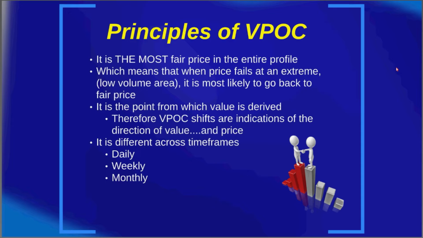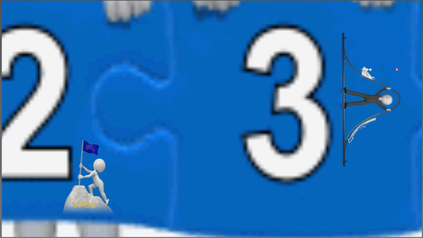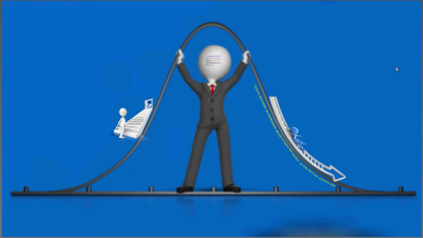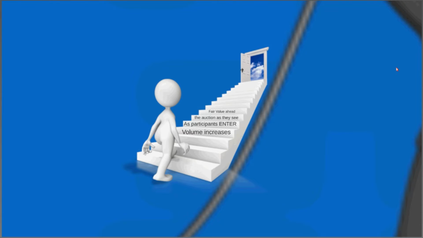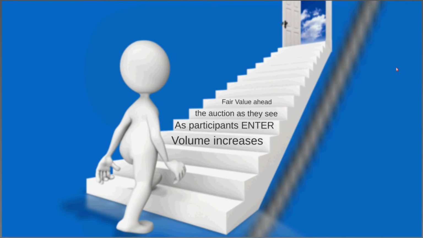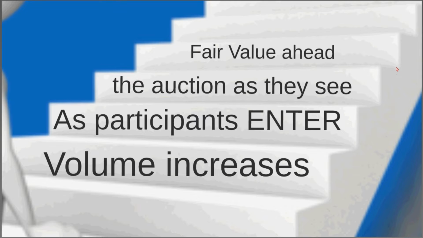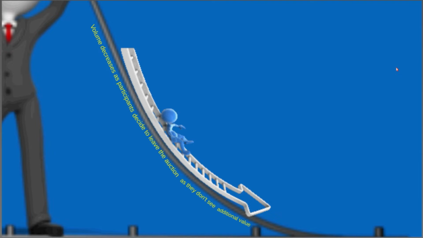It's different across time frames, daily, weekly, monthly. So I could have a daily profile, a weekly profile, a monthly profile, and I would have different volume points of control. Remember, I give more weight to the most current context. The next element is this bell-shaped curve or price distribution, these zones. And remember, volume increases as participants enter the auction because they see fair value ahead. And to the other side, volume decreases as participants decide to leave the auction because they don't see additional value.